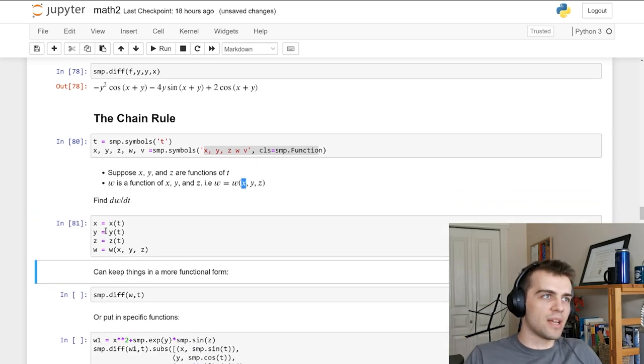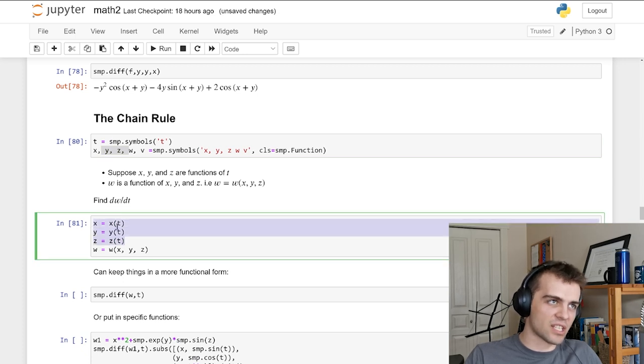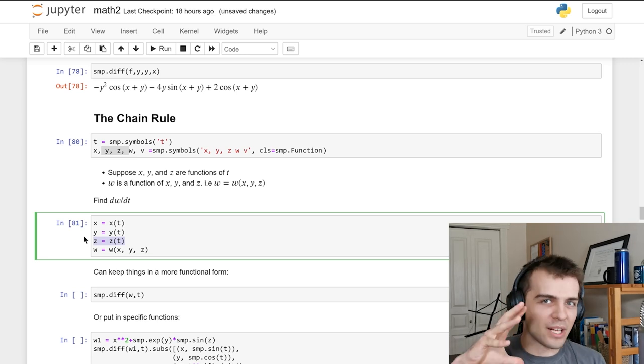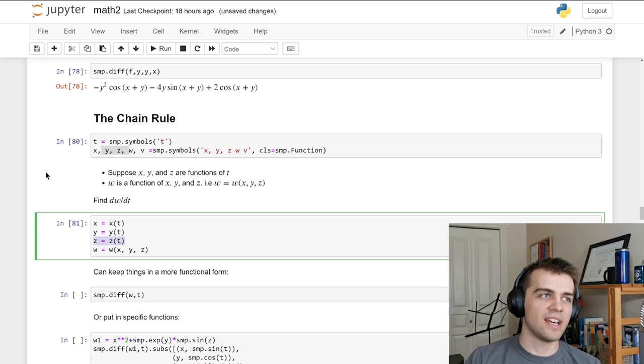So I make sure I define x up here, but then I explicitly say x is a function of time, y is a function of time, z is a function of time. By the way, I do this all the time in my videos about classical mechanics. This comes in handy for the Lagrange formulation of solving physics problems.